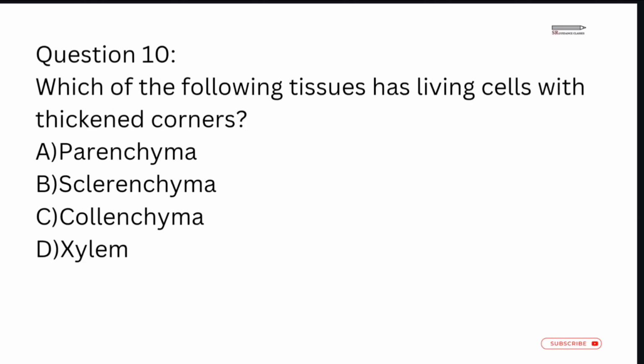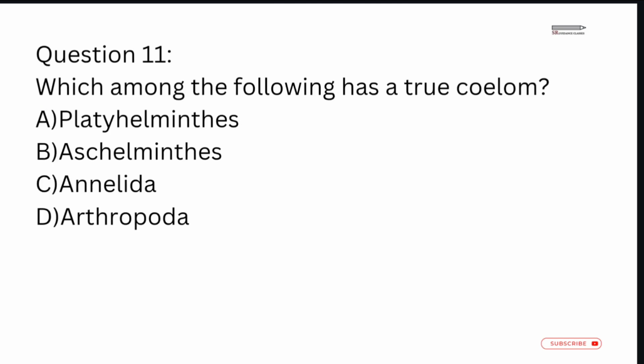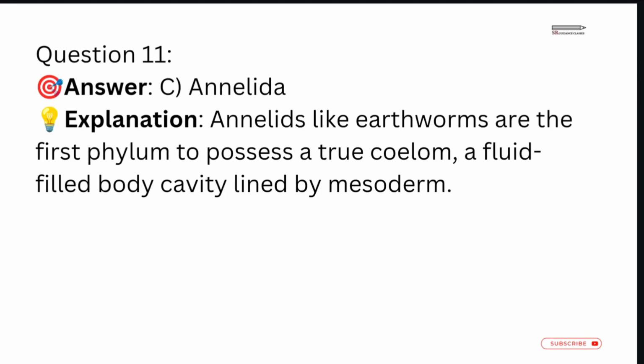Which of the following tissues has living cells with thickened corners? The answer is option C, collenchyma. Which of the following has a true coelom? The answer is option C, annelida.